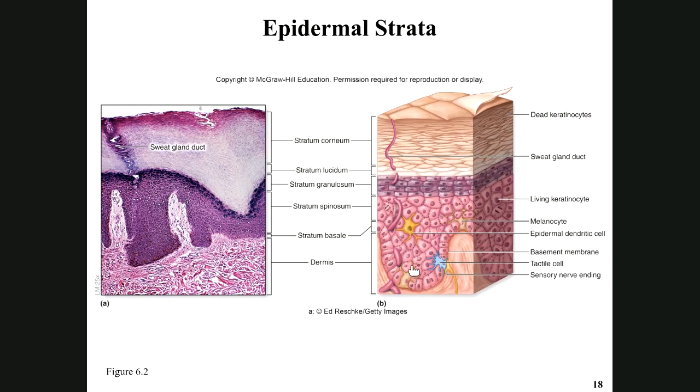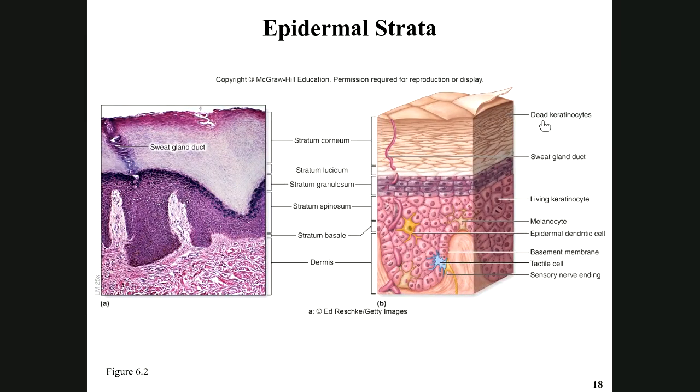Then you have some layers which we call a stratum spinosum, and you can see tiny spines, which are desmosomes between the cells. After that, you have 3 to 5 layers of a stratum granulosum. Then you can see a stratum lucidum only in thick skin, and the stratum corneum, the dead keratinocytes and also the keratin protein, which is released on the surface.